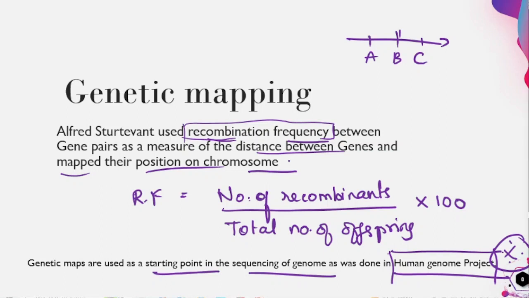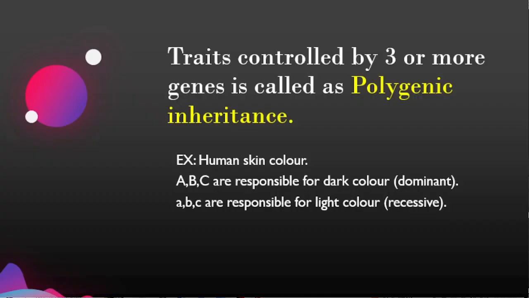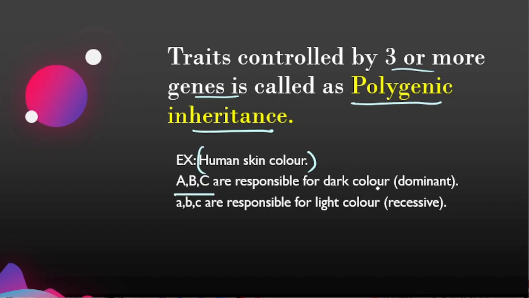Right, now let us move to the next. It is a very easy topic: polygenic inheritance. What is polygenic inheritance? Traits controlled by three or more genes are called polygenic inheritance. For example, I am taking human skin color, so you can understand it more easily. A, B, C are responsible for the dark color, so A, B and C are dominant.